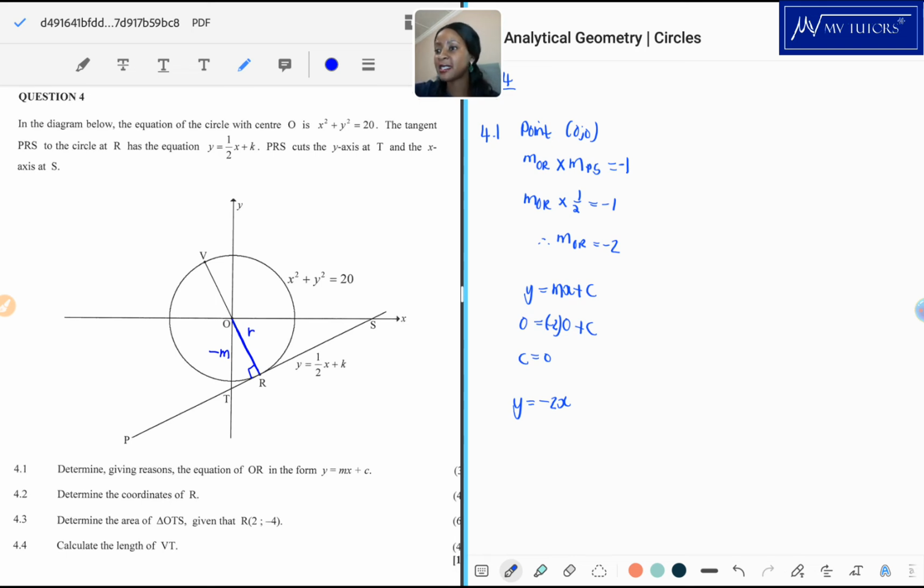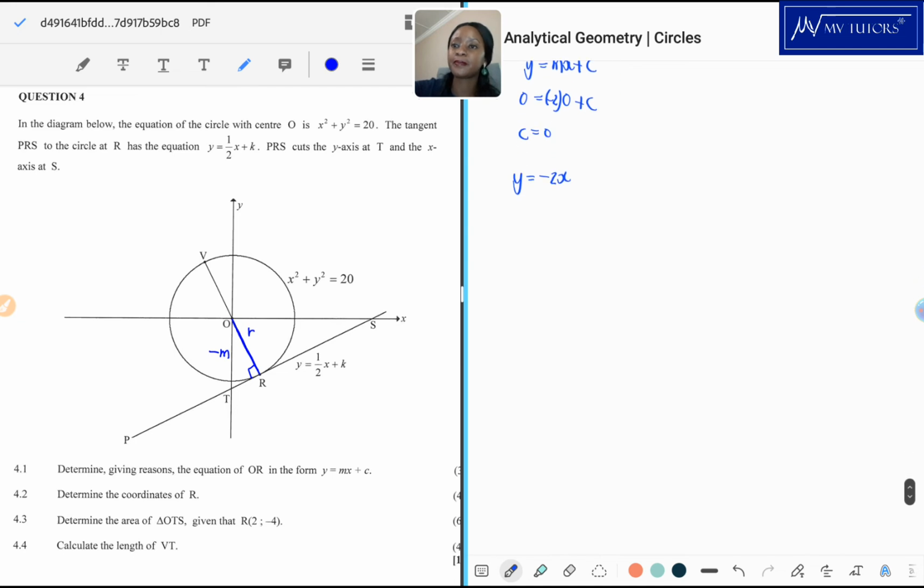Okay, so that is the equation. And they said determine giving reasons. Okay, we got the gradient. Well, you can explain that in words, guys. All right, and then 4.2. It says determine the coordinates of R.